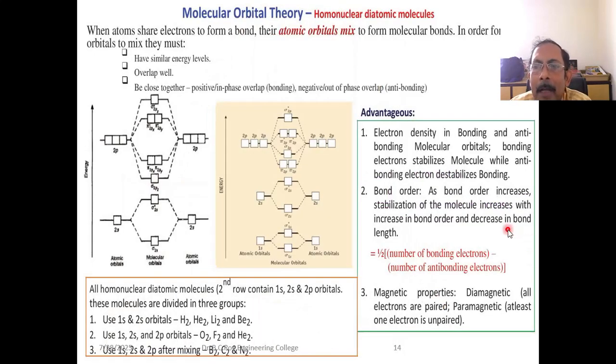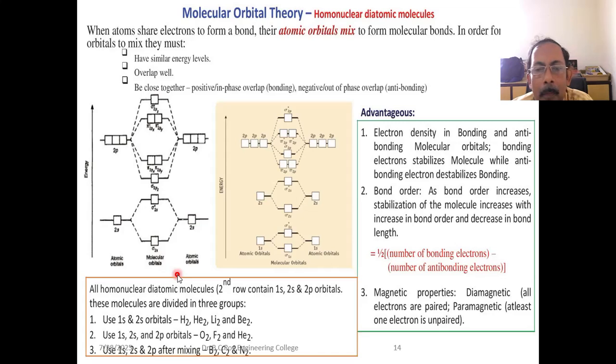Next one, homonuclear diatomic molecules. This diagram that I am showing here is applicable for all the homonuclear diatomics. More or less this particular diagram will be true, but there are two types of diagram you can find, left one and right one. In the left one, sigma 2pz is below, whereas pi 2px and pi 2py are above. Whereas in the right hand side one, sigma 2p is above and pi 2p is below. These two types of energy diagram are observed.